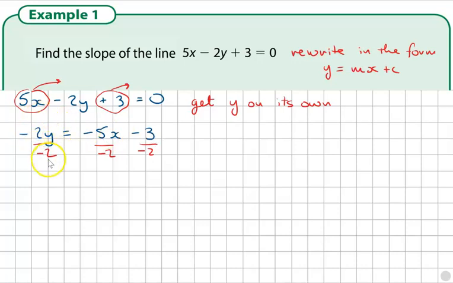And then minus 2 divided by minus 2 is 1. Anything divided by itself is 1. So you get 1y, which we can just rewrite as y. And then minus 5 divided by minus 2 is positive 5 over 2. A minus divided by minus is a plus. And minus 3 divided by minus 2 is positive 3 over 2. So now we have the y on its own. Now we have the line in the form of y equals mx plus c. And so now we can just read off the slope. The slope is 5 over 2.